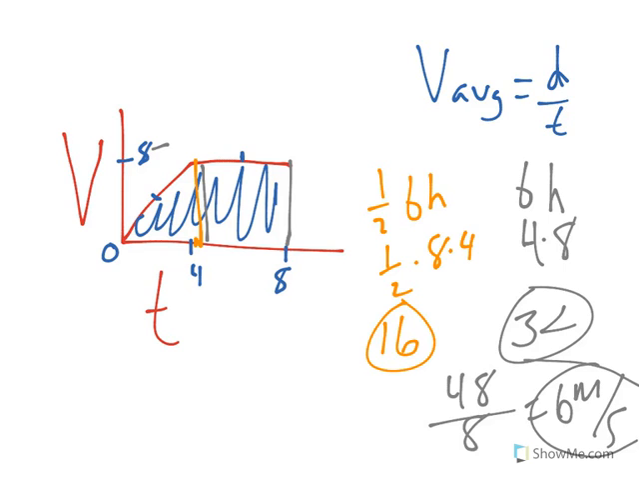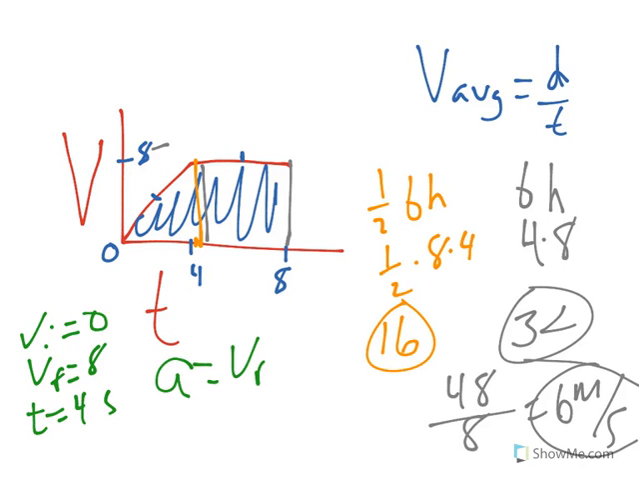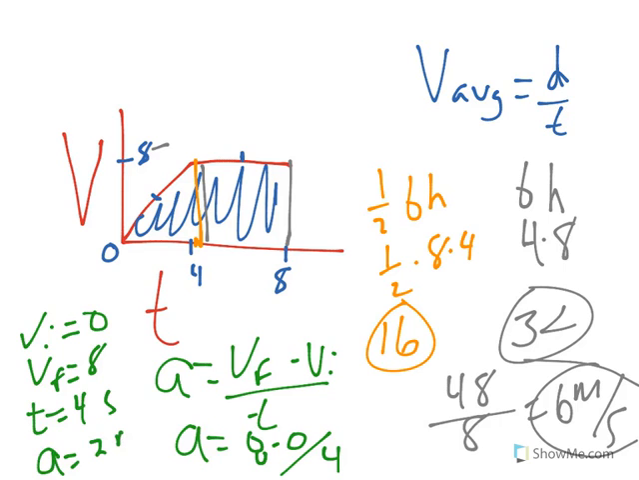Okay? And then it says, what is the acceleration of the object during the first 4 seconds? Well, during this first 4 seconds, it goes from 0 to 8 meters per second. So my initial velocity is 0, my final velocity is 8, and 4 seconds went by. So I've got VI, VF, and T. So I'm going to use A is equal to VF minus VI over T to solve for acceleration. And when I do that, I get A is equal to 8 minus 0 over 4, which gives me A is equal to 2 meters per second squared.